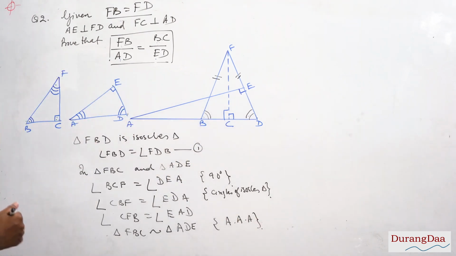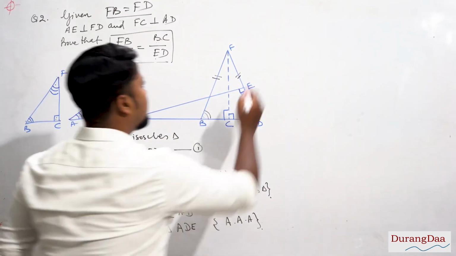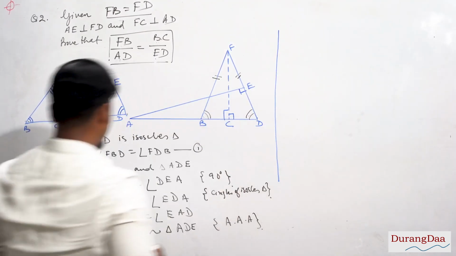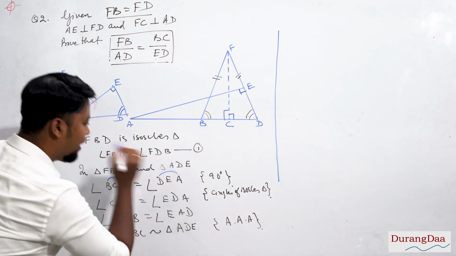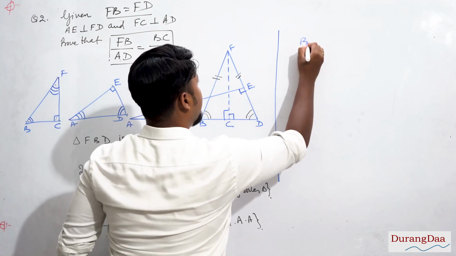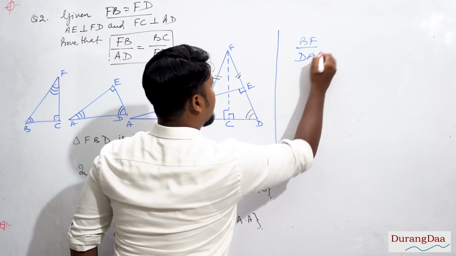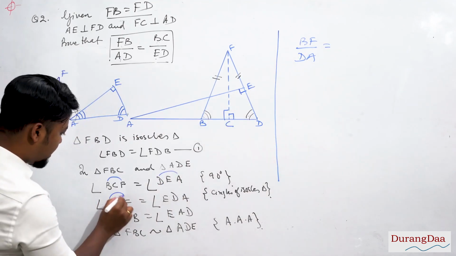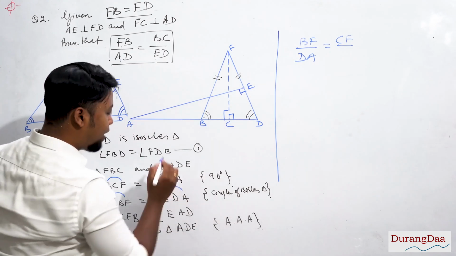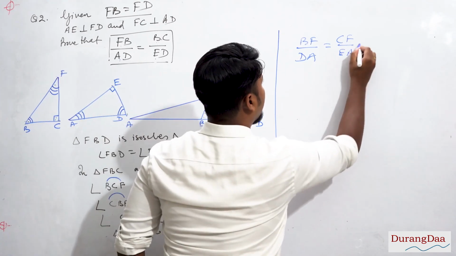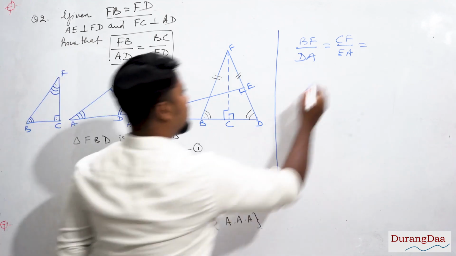All right, once we have proved them similar, we can easily now get the ratios. For ratios we'll use this: BF by DA, already I taught you, BF by DA equals CF by EA, and last one would be CB by ED.